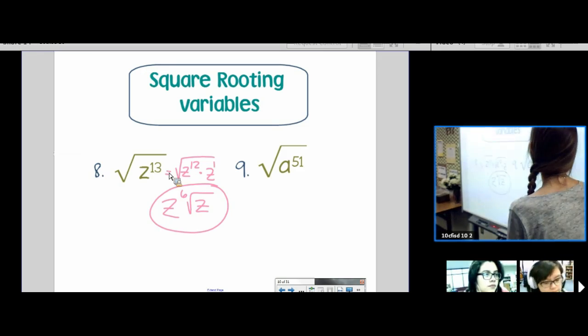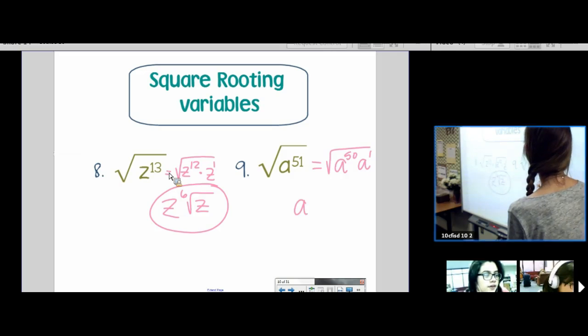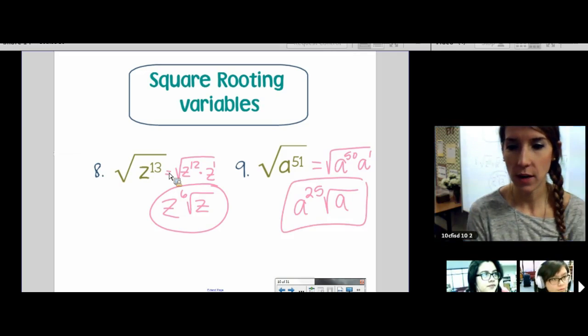So we would do this one the same way. A to the 50th times a to the 1. The square root of a to the 50th is a to the 25th. And then we have our a left over. Is that okay?